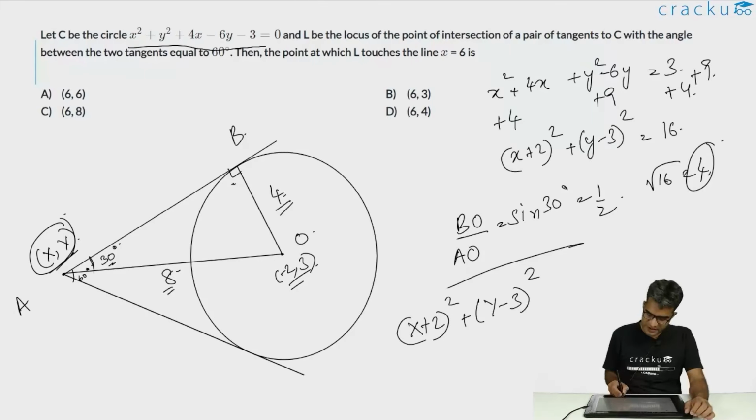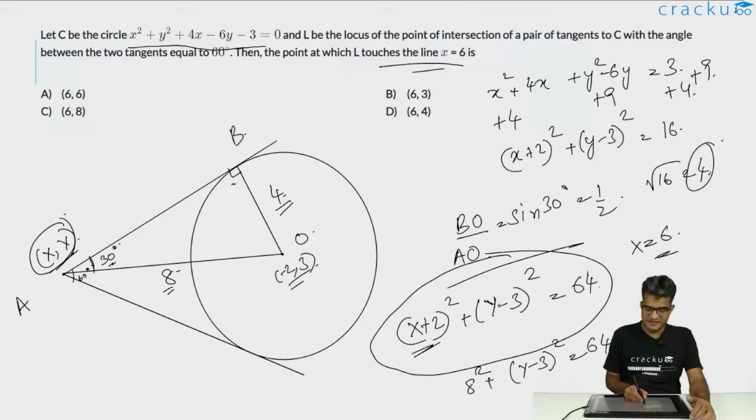When x is equal to 6, (6 + 2) whole square is 8 square. So 8 square plus (y - 3) whole square is equal to 64. Or (y - 3) whole square will be 0, or y will be equal to 3. So the point of intersection is (6, 3), which is option B.